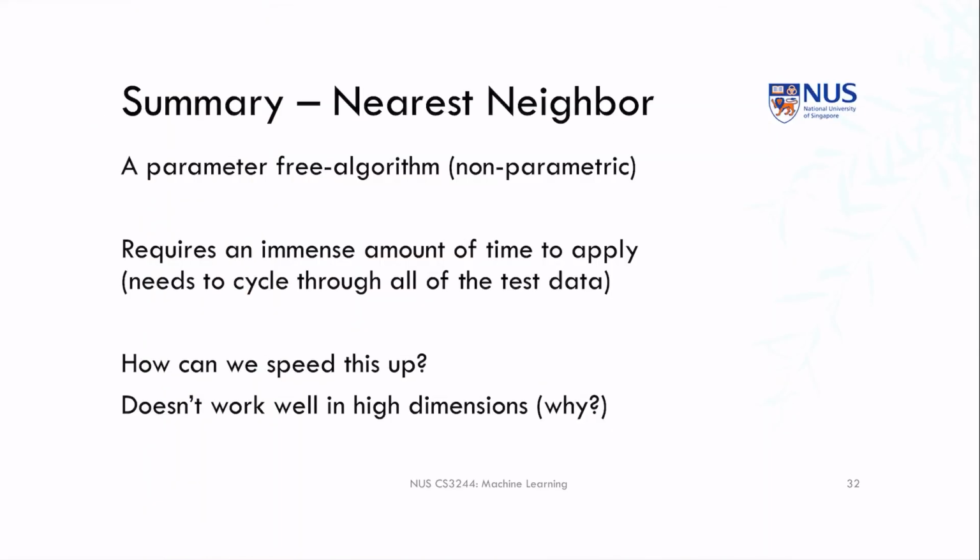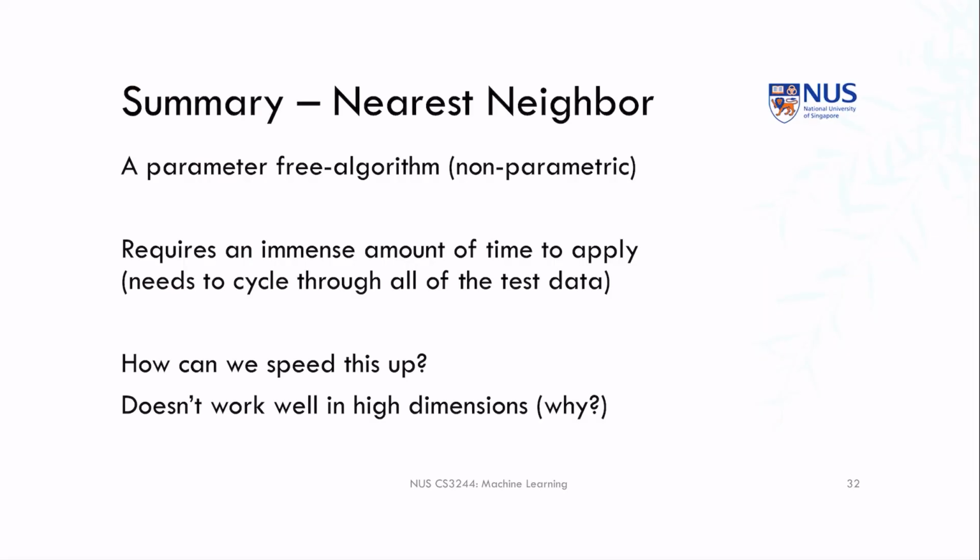Okay, so in summary, for nearest neighbor, this is an interesting algorithm because it's parameter free, right? There's no distillation of actual tuning things that we need to worry about, okay? It does have a meta hyperparameter, which is the number of nearest neighbors that we want to take into consideration. But for the purposes of this pre-lecture, we only considered the nearest single neighbor, okay? And it does actually require an immense amount of time to apply because we actually have to cycle through all of the test data. We have to go through all of the images that we have in our test, put them as a point in this space before we can calculate which one is the nearest neighbor.